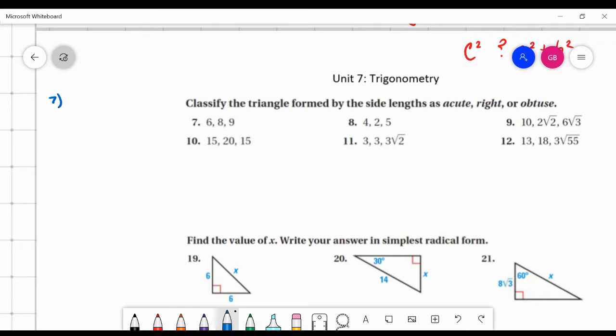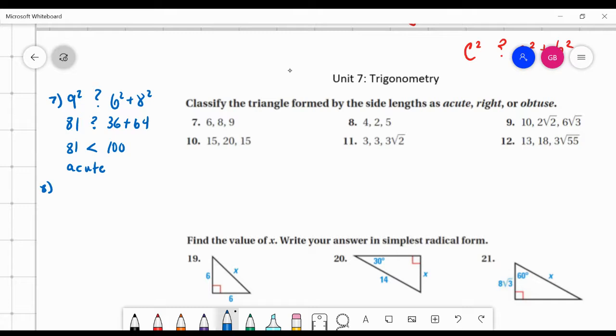So for number 7, the longest side is 9. So how does 9 squared compare to 6 squared plus 8 squared? So 81, 36 plus 64. So since 81 is less than 100, then these side lengths would make an acute triangle. Okay, if it's less than, it would make an acute.